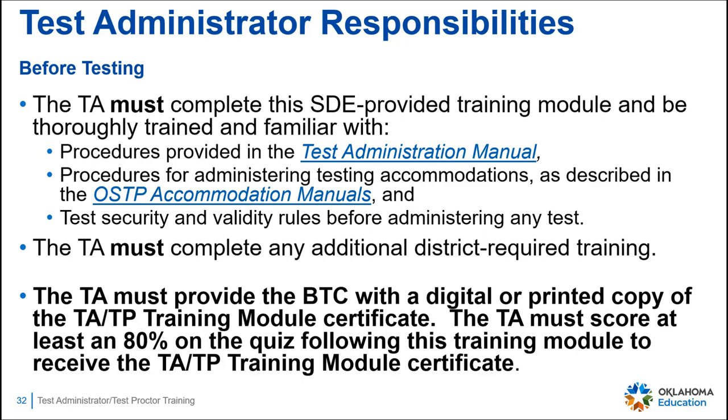The TA must provide the BTC with a digital or printed copy of the TATP training module certificate. The TA must score at least an 80% on the quiz following this training module to receive the TATP training module certificate.